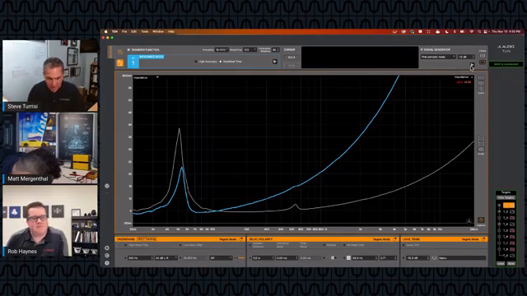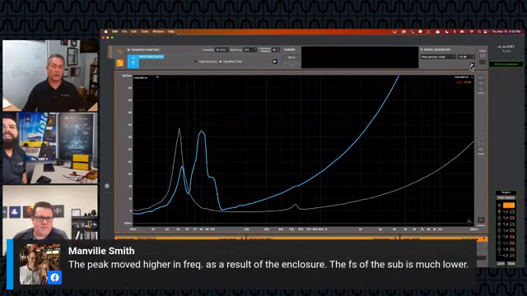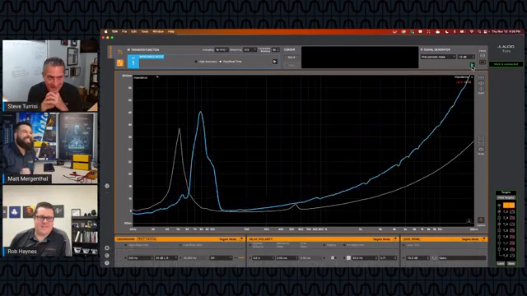So Manville Smith pointed out that the peak moved higher in frequency because of the enclosure, but the actual FS of the sub is lower than that. And that's how that tripped us up. We're looking at drivers, not entire systems. Well, you don't know what you're looking at. We have no idea. Yes, this is true.